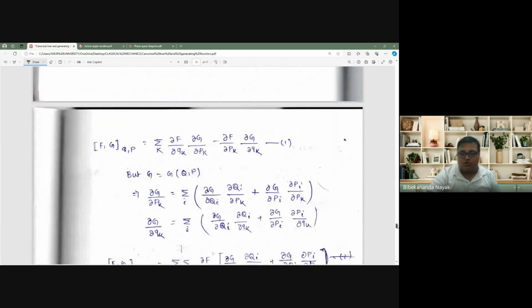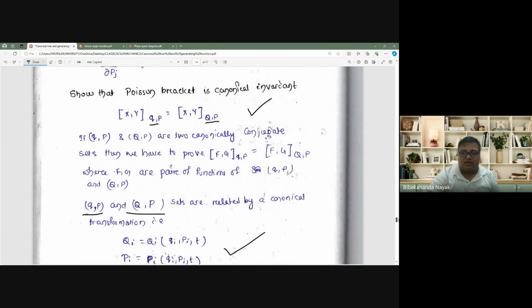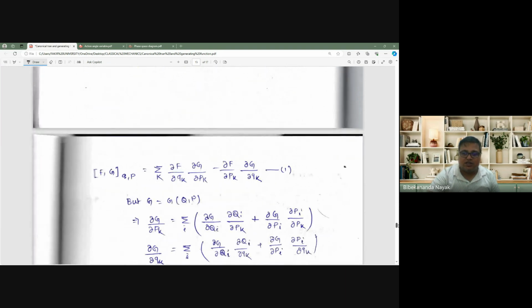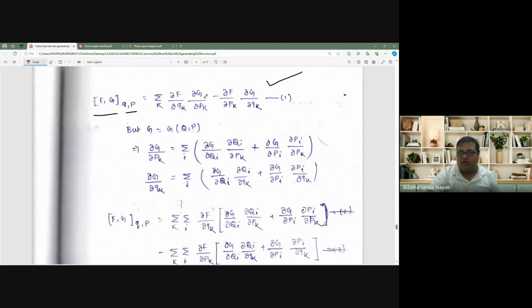How to prove it? Go to the left hand side. Let f, g be the two functions, or x, y be the two functions. Its Poisson bracket with respect to small q, small p, this is the definition: del f by del q_k, del g by del p_k, minus del f by del p_k, del g by del q_k. Now take g as a function of capital Q, capital P. Then del g by del p_k will be, g is a function of Q, P, and f is a function of x, y.